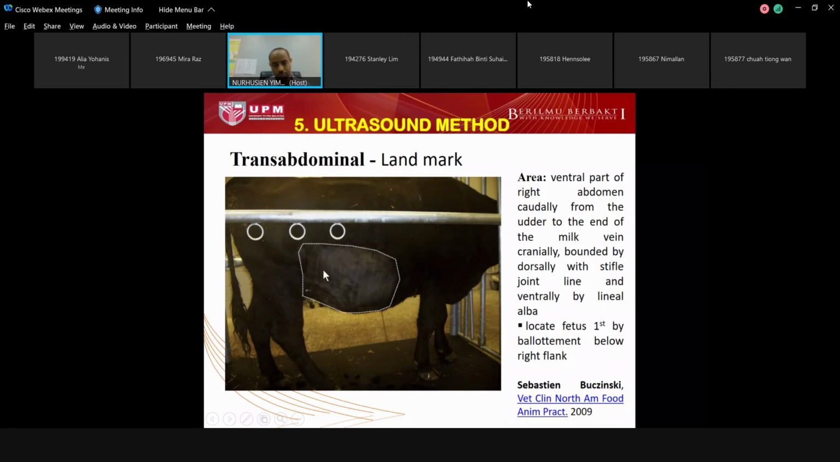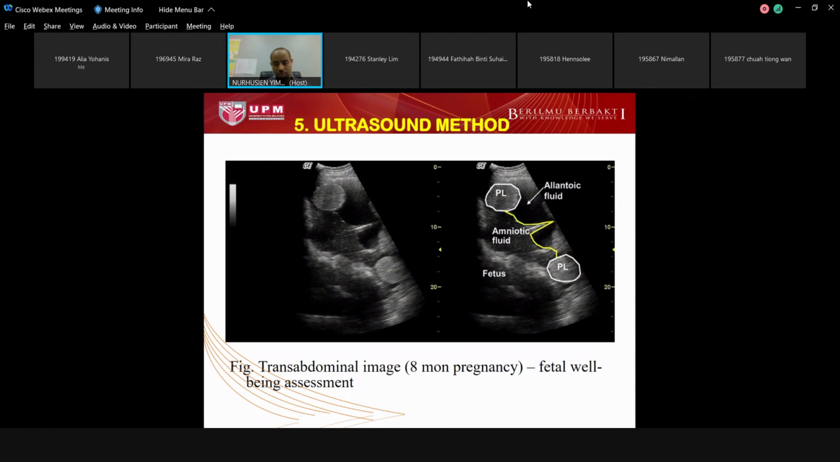So this is just cranial to the stifle joint, bounded by the linea alba from the bottom and caudally from the ribs. So this is the area where you can perform the scanning. And this is an example of a transabdominal scanning image from an 8-month pregnant cow. You can see the placentomes are visible, the amniotic fluid, and the allantoic fluid can also be seen. The fetus is somehow visible, but not in detail. But this stage is already late, it's not a time that you will need ultrasound.